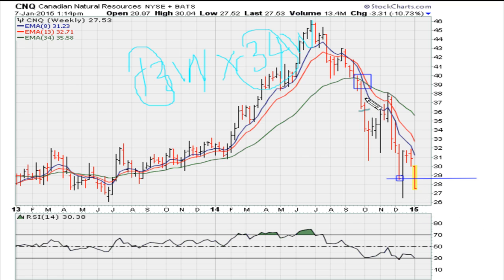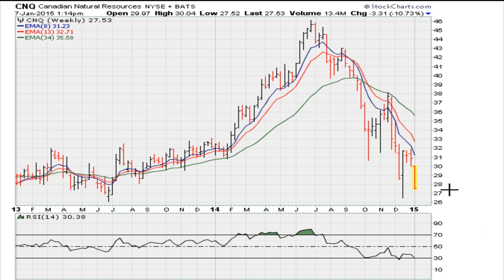And this crossover was bearish, so the stock generally is trending lower. This was bullish, the crossover between the moving averages. This was bearish. Crossover bearish. This was bullish and led to a move higher. So even the crossovers were indicating a stock that was in trouble.